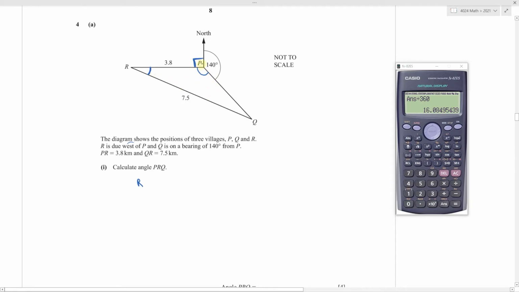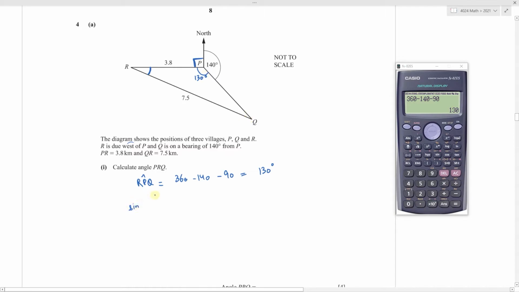So first of all, our angle RPQ will be equal to 360 degrees minus 140 minus 90. 360 minus 140 minus 90, which is 130 degrees. So this is 130. Now I can find this angle.